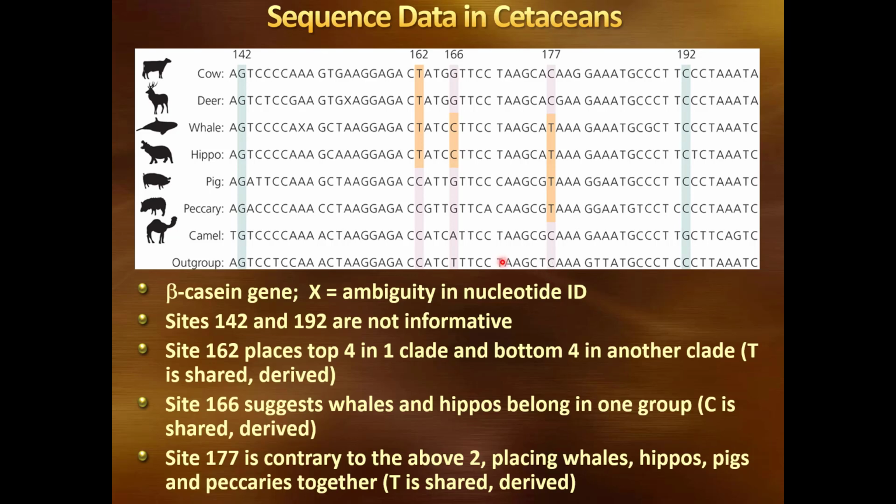Over here we have a C in the outgroup, so that's the ancestral condition. The cow and the deer are closer to the ancestral condition, they share it. But then if we look here, the whale, hippo, pig, and peccary, they actually share a derived trait because they all have the T. It's also worth mentioning that 192 is also not an informative character. So 142 and 192 are not telling us much, but 162, 166, and 167 perhaps are.